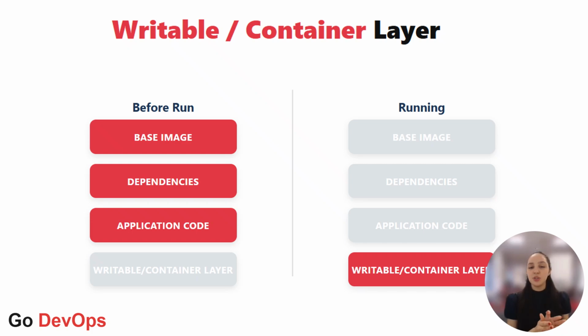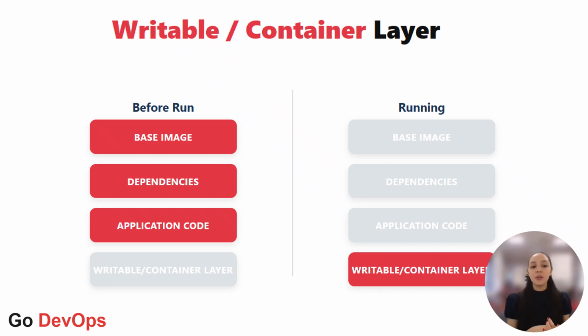So if your application writes log files, creates temporary data, or downloads small updates while it's running, all of that goes into this writable layer. And you need to know that this layer is ephemeral. So when the container stops or gets destroyed, everything stored inside disappears, unless you've configured some form of external storage or mounted a persistent volume.